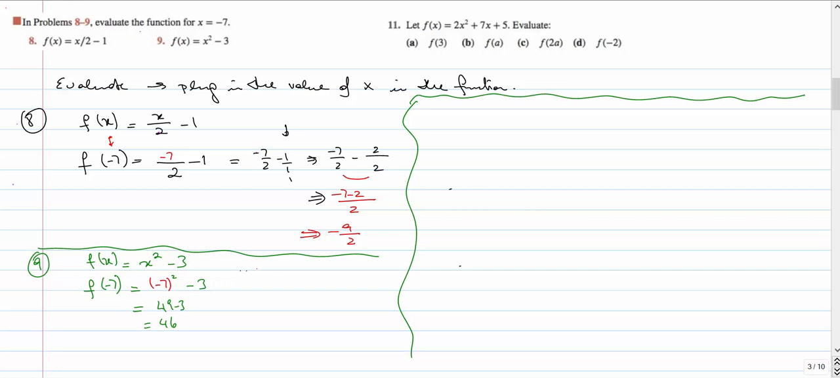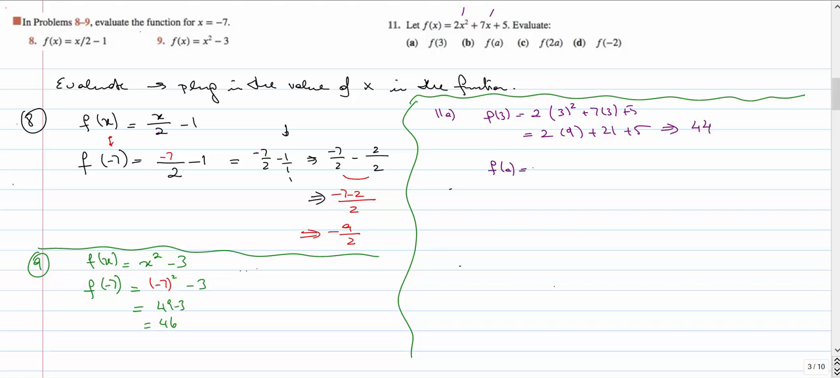Let's do a couple more problems from 11. 11a, f of 3 is 2 times, wherever I see x, I substitute 3. 2 times 3 squared, plus 7 times 3, plus 5. 2 times 9, 7 times 3, 5. The output for this will be 18 plus 21 plus 5, which gives you 44.